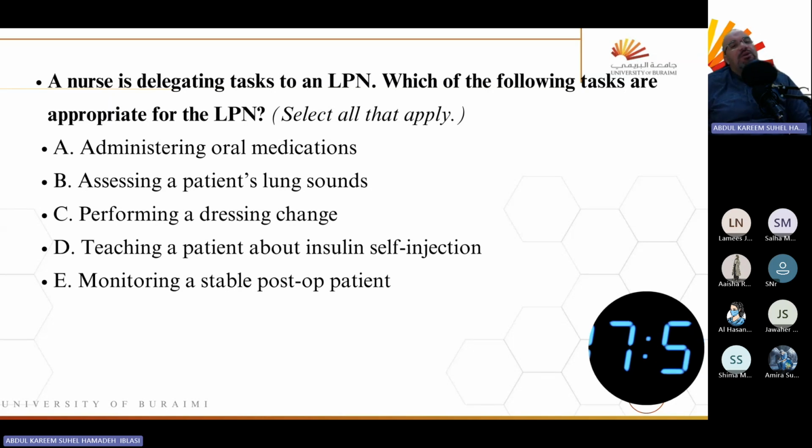Nurses delegating tasks to an LPN, licensed practical nurse or practical nurse. Which of the following tasks are appropriate for LPN? Select all that apply.